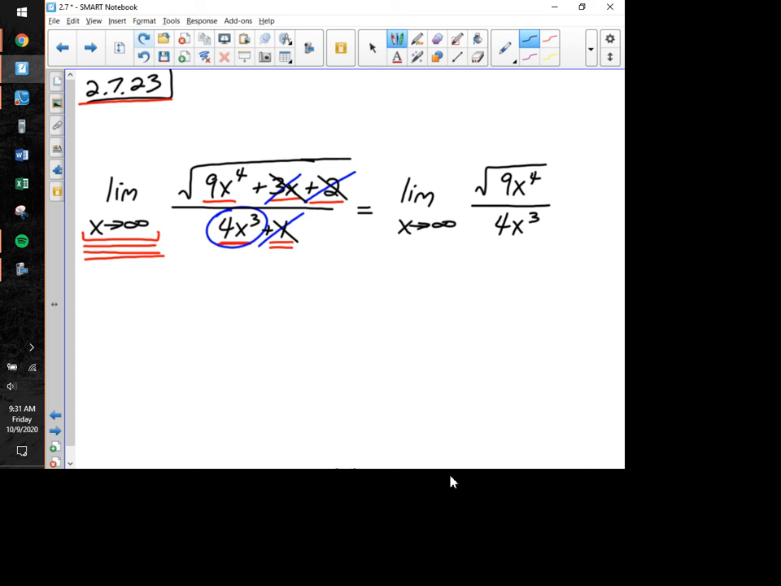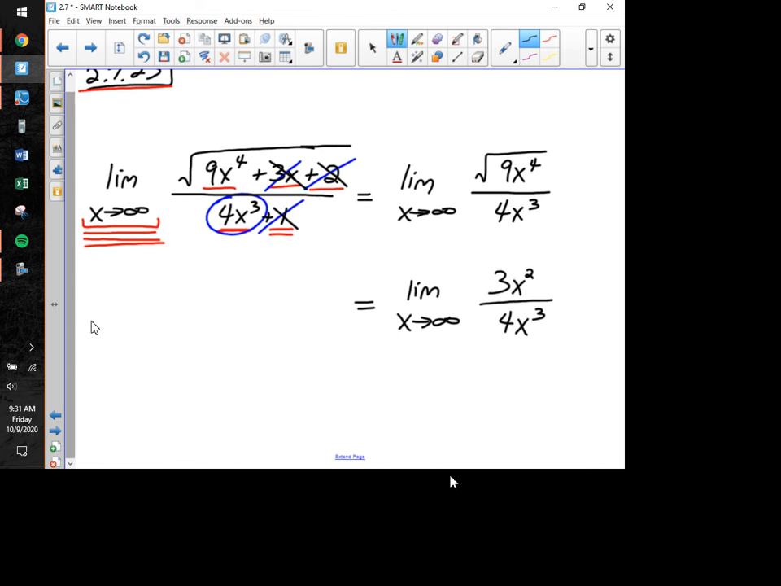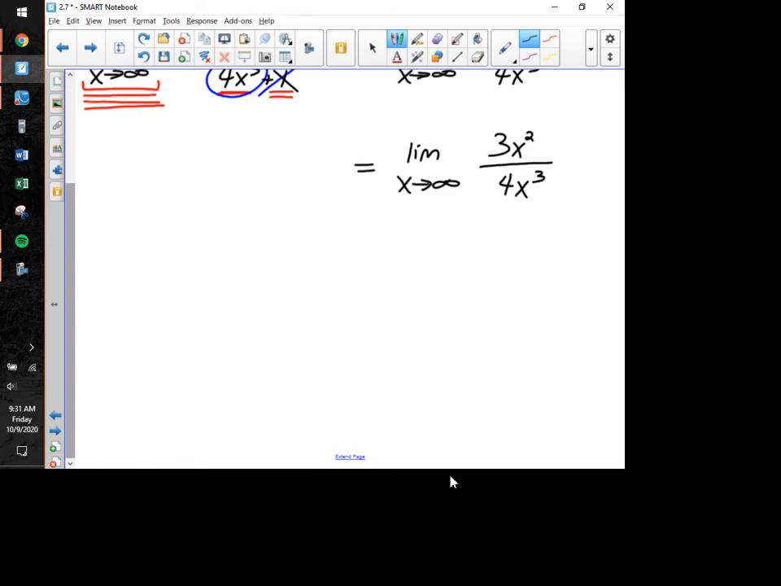So where do we go from here? Well, it's not that bad of a problem now. This is the limit as x approaches infinity of, and, oh, what a coincidence, 9x to the fourth is a perfect square. So that square root is 3x squared over 4x cubed. Now it's a simple rational function. It's bottom heavy. The degree of the denominator is greater than the degree of the numerator, and that means that we have a horizontal asymptote here at y equals 0. And your horizontal asymptote is your limit as x approaches infinity. So this answer is 0.